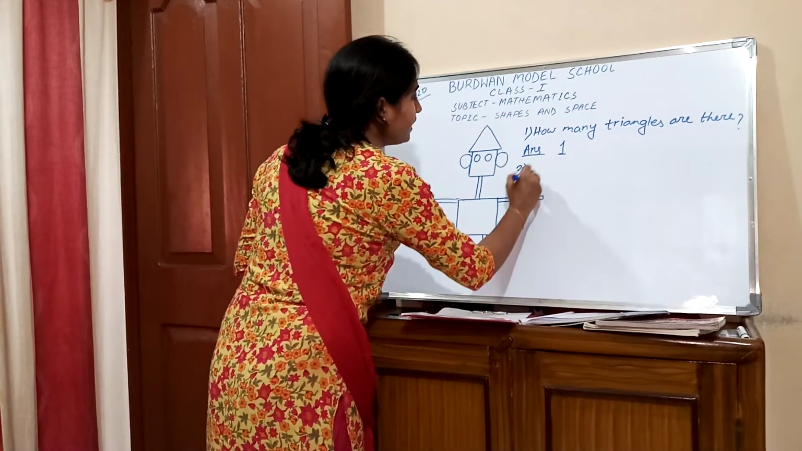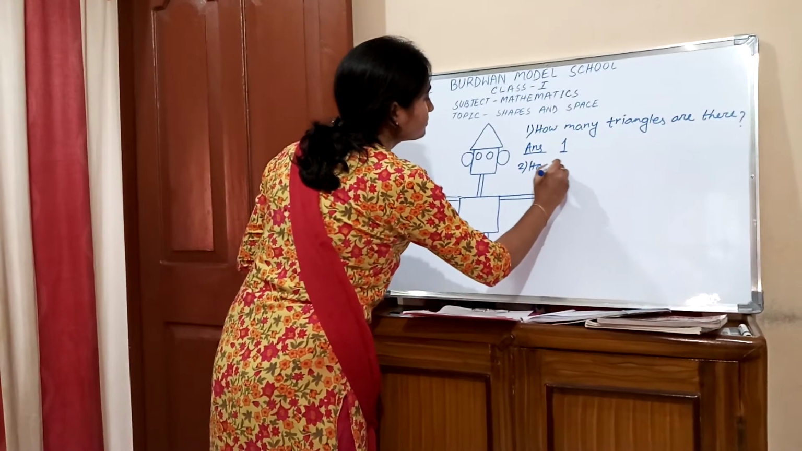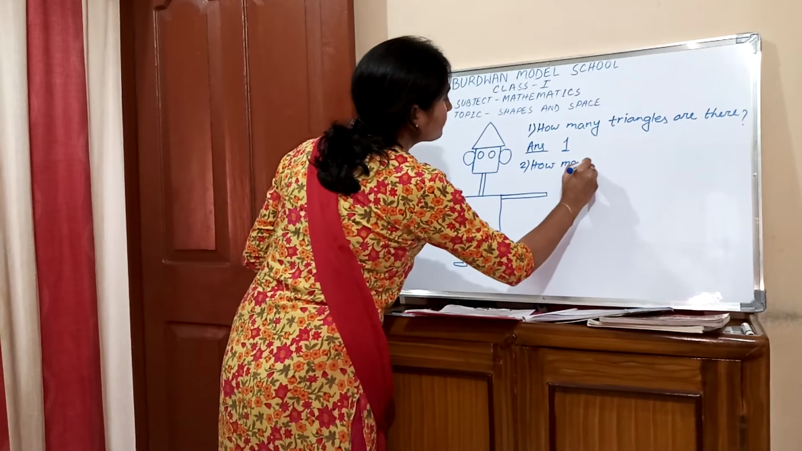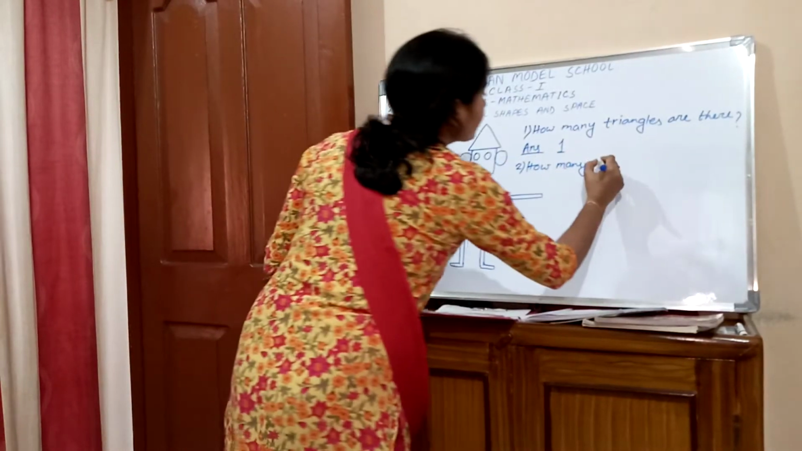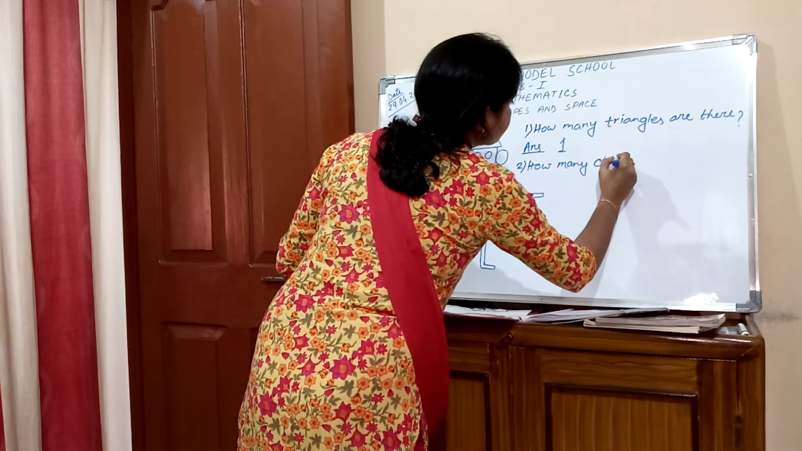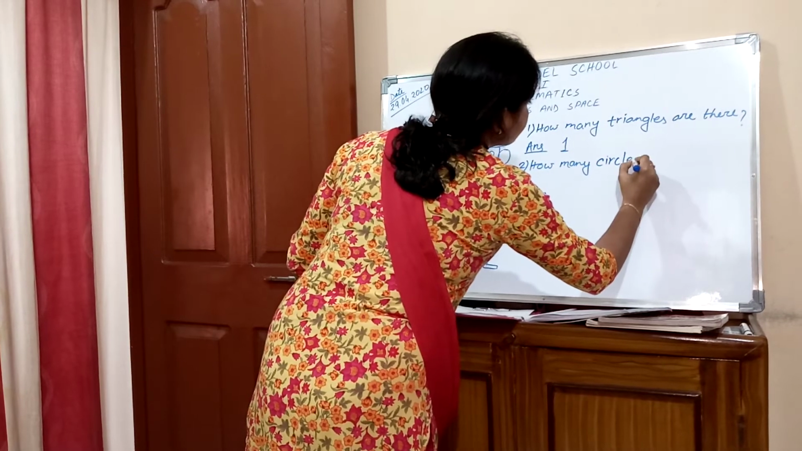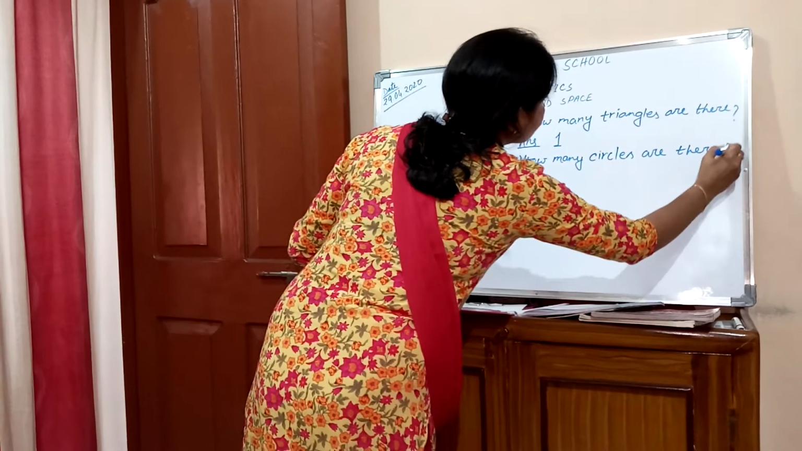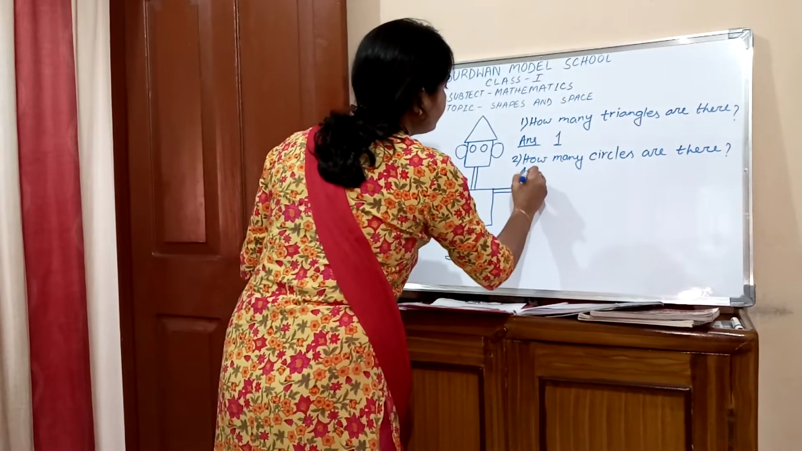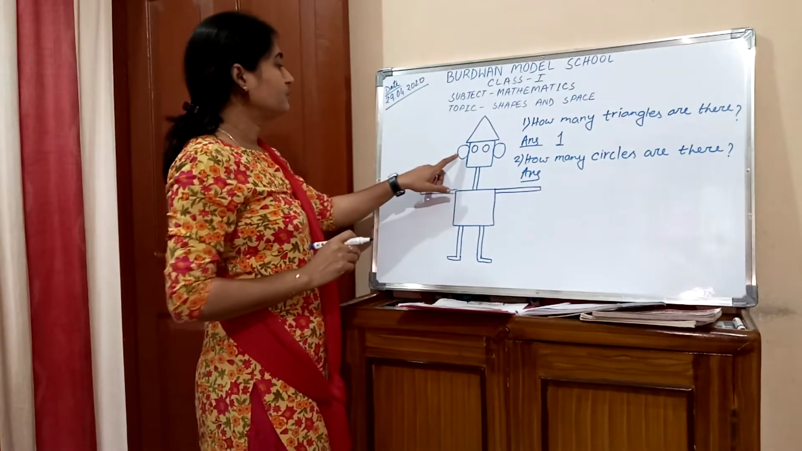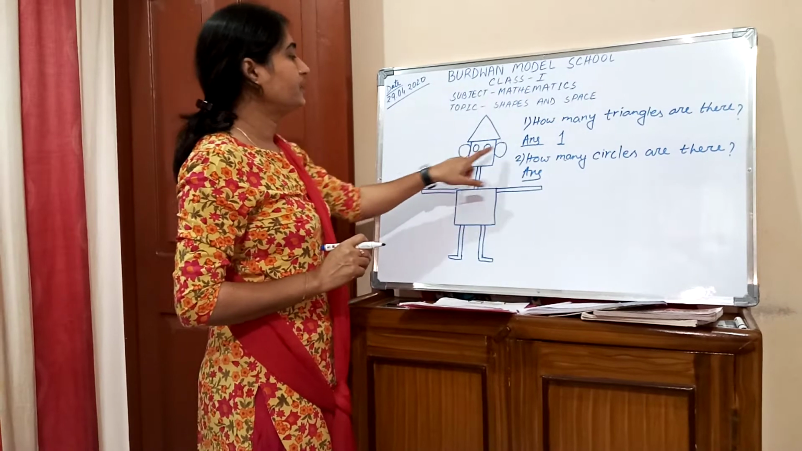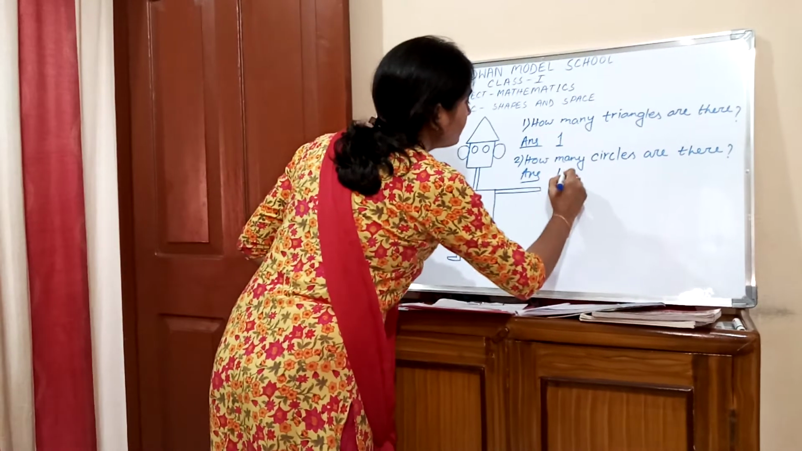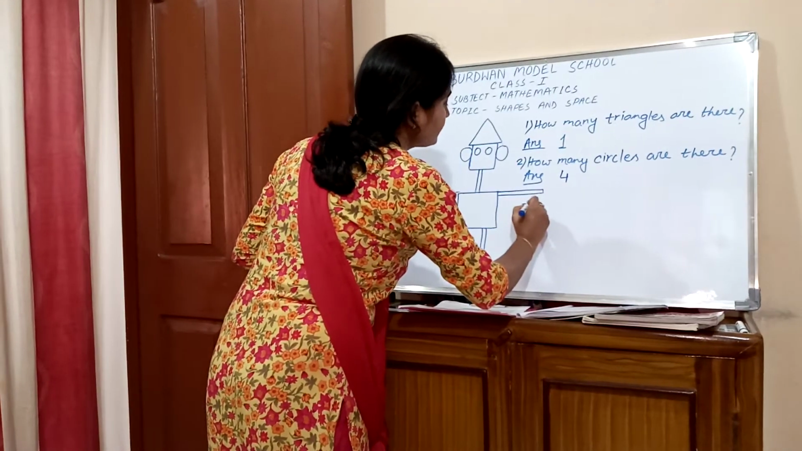The next question, how many circles are there? Count. 1, 2, 3, 4. There are 4 circles.